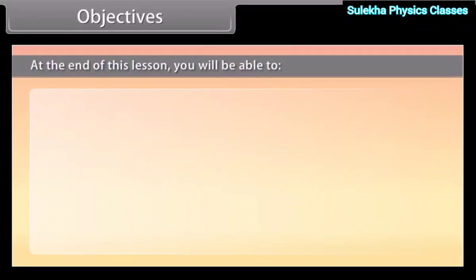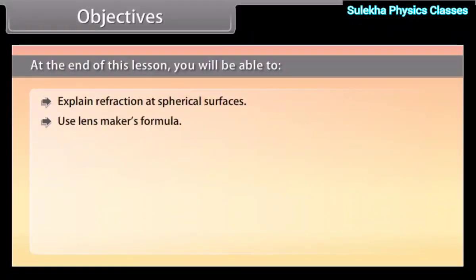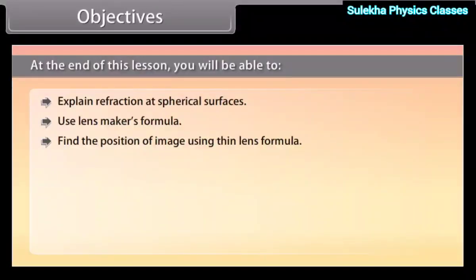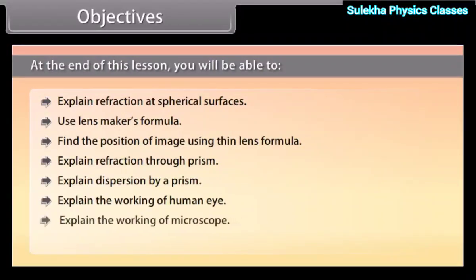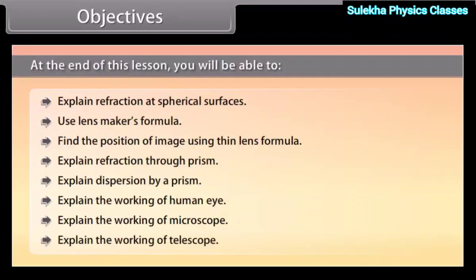Objectives. At the end of this lesson, you will be able to explain refraction at spherical surfaces, use lens maker's formula, find the position of image using thin lens formula, explain refraction through prism, explain dispersion by a prism, explain the working of human eye, explain the working of microscope, explain the working of telescope.